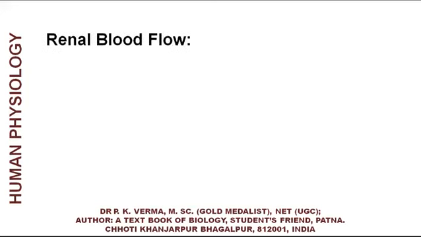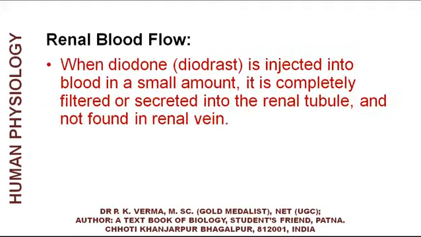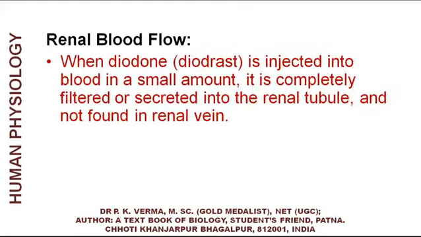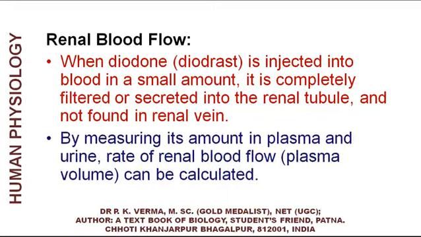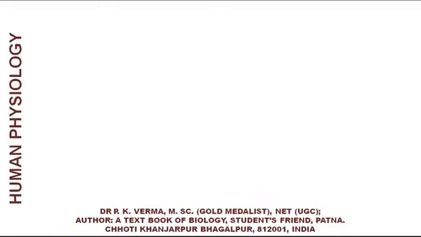Now, to know the renal blood flow, another type of chemical is used. When diodone or diodrast is injected into blood in a small amount, it is completely filtered or secreted into renal tubule and not found in renal vein. By measuring its amount in plasma and urine, rate of renal blood flow, that is plasma volume, can be calculated.